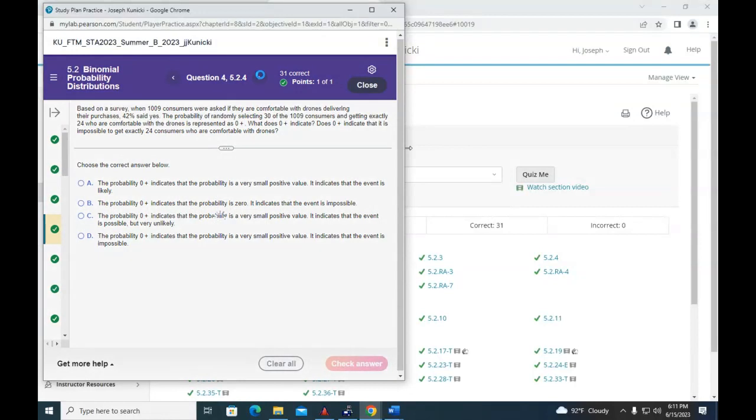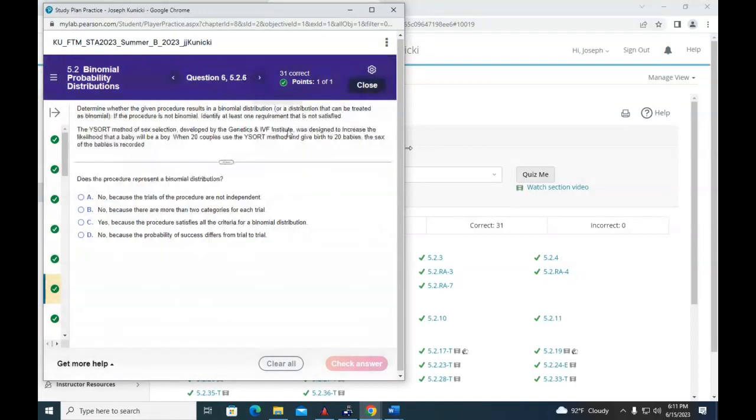Number 6. They want us to ask if this is a binomial distribution. So we have to have those 4 things. The Y-sort method of sex selection developed by Genetics Institute was designed to increase the likelihood that a baby will be a boy. 20 couples used Y-sort, so that's N. The method gave birth to 20 babies. The sex of the babies is recorded.